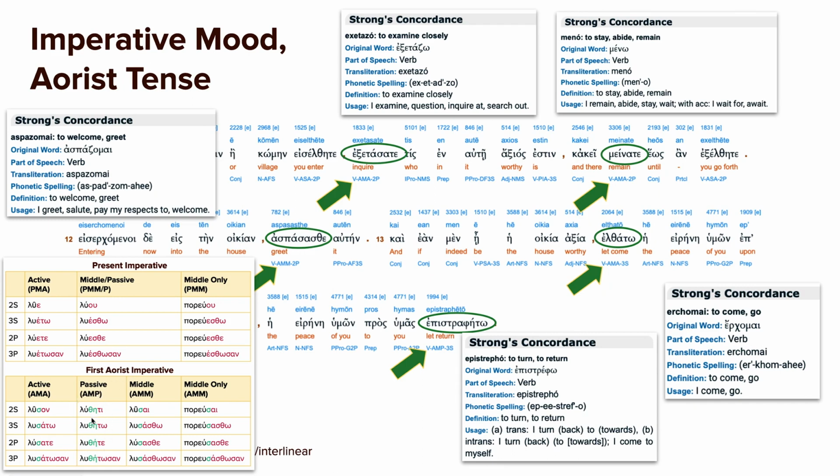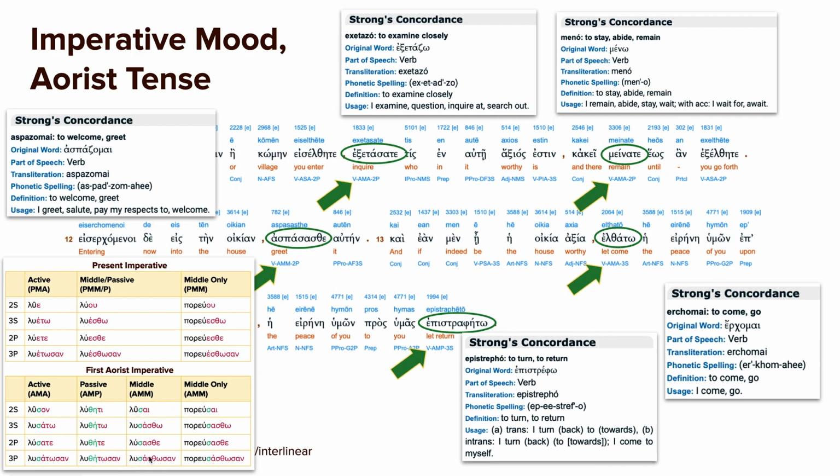Now with passive, I like to think of the theta as an indicator of passive. So that will help you here. So it's a slightly different form. So it's luthēti, luthētō, luthēte, luthētōsan. So instead of the sigma alpha, it becomes theta eta. So lusate becomes luthēte. Lusatōsan becomes luthētōsan.